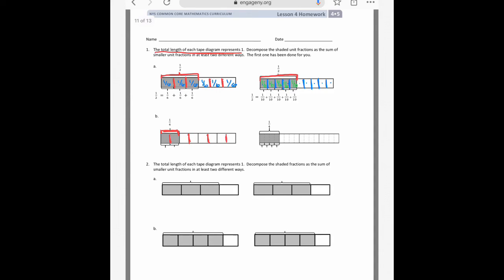And we're going to do the same thing here with fourths, and they've already kind of split it for us where they wanted us to split each fourth in half.